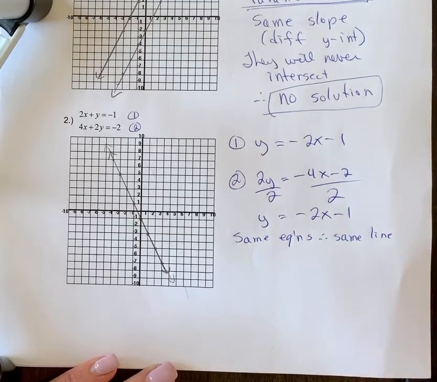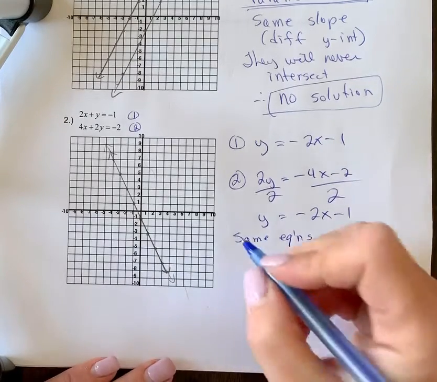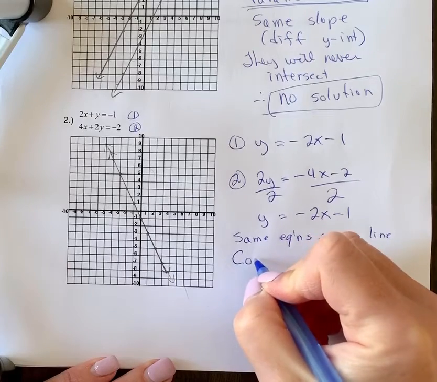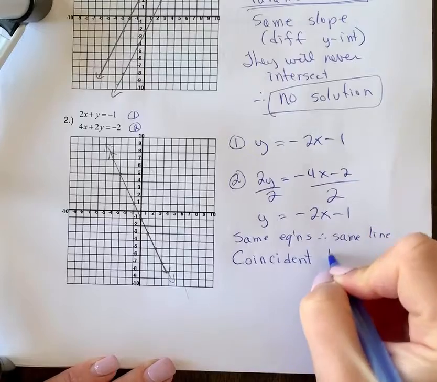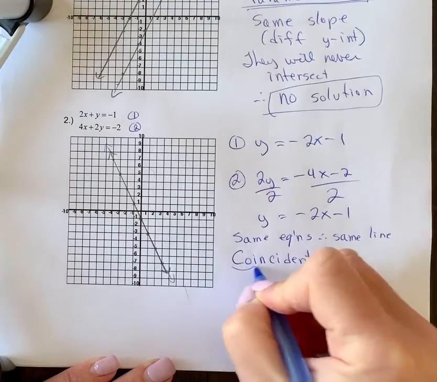So same lines are called coincident lines. So we're going to just write that down. So these are called coincident lines. So some new terminology for us.